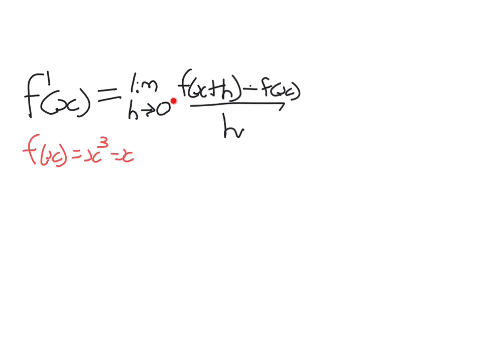This is the formula we just derived on the previous slide. We're going to use this first principles formula to differentiate the function x cubed minus x. So we're going to find f dash of x. To start with, we know f of x, we need to know f of x plus h.